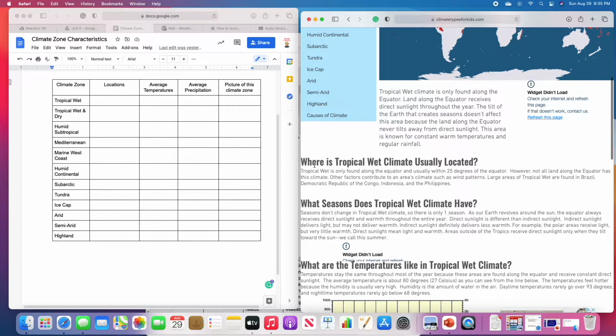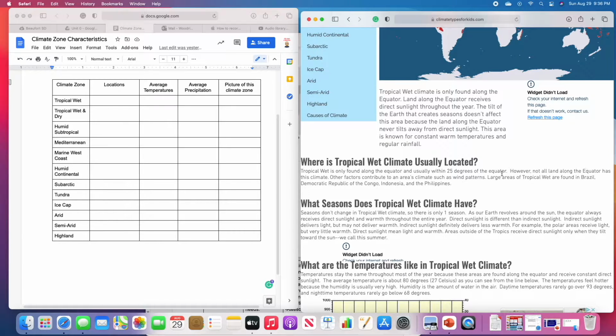Right here at the very top, or near the top, is where tropical wet climate is usually located. It says tropical wet is only found along the equator and is usually within 25 degrees of the equator. However, not all land along the equator has this climate. Other factors contribute to an area's climate, such as wind patterns. Large areas of tropical wet are found in Brazil, Democratic Republic of the Congo, Indonesia, and the Philippines.